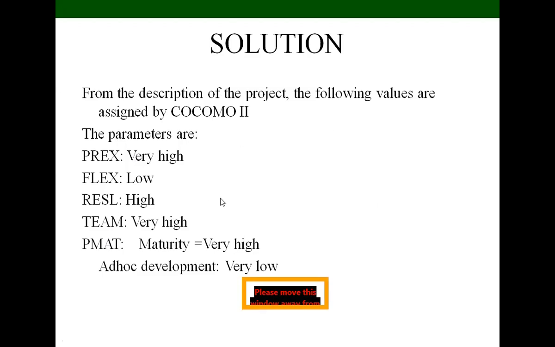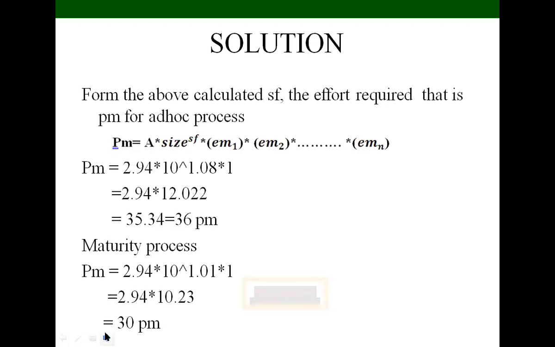So please read the parameters carefully. Then we have to choose the scale factor values. Depending on these values only we will get the PM value, person per month. This is the solution for the above example.